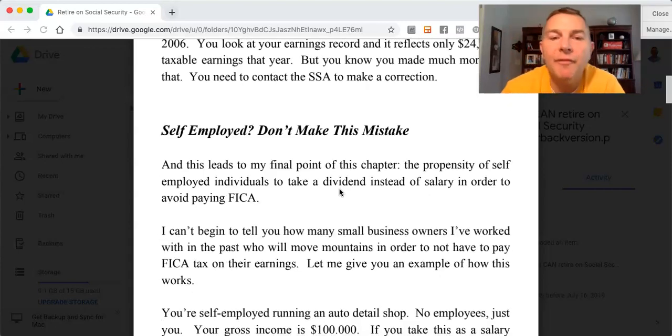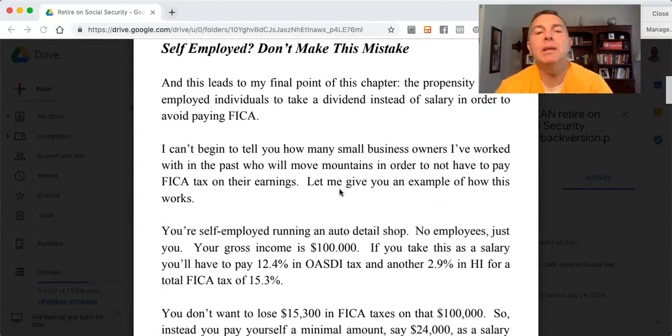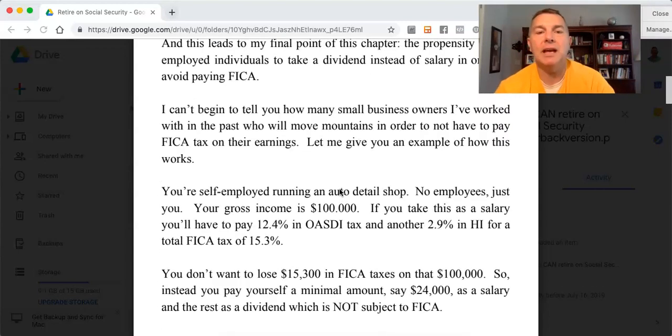And this leads me to my final point of this chapter, the propensity of self-employed individuals to take a dividend instead of a salary in order to avoid paying FICA. I can't begin to tell you how many small business owners I've worked with in the past who will move mountains in order to not have to pay FICA tax on their earnings. Let me give you an example.